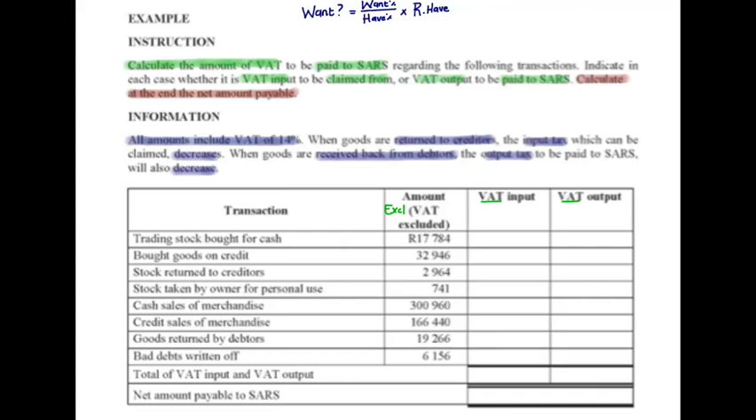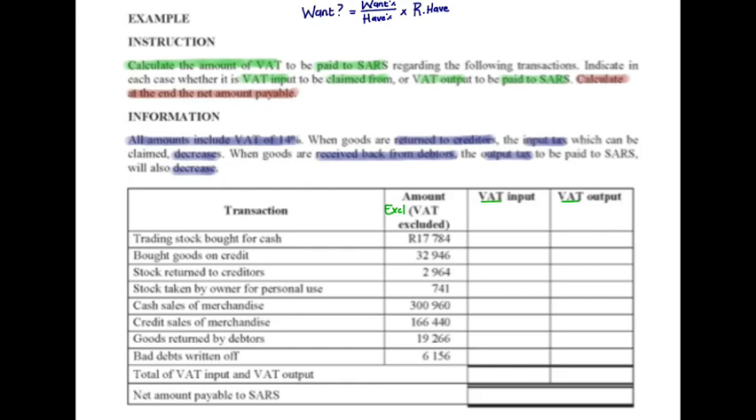So let's look at our first example together. Now, in this example, they only want you to calculate the VAT. So calculating the amount of VAT, either to be paid to SARS regarding the following transactions, indicate in each case whether it's VAT input to be claimed or VAT output to be paid over to SARS. And then at the end, we need to calculate the end net amount payable to SARS.